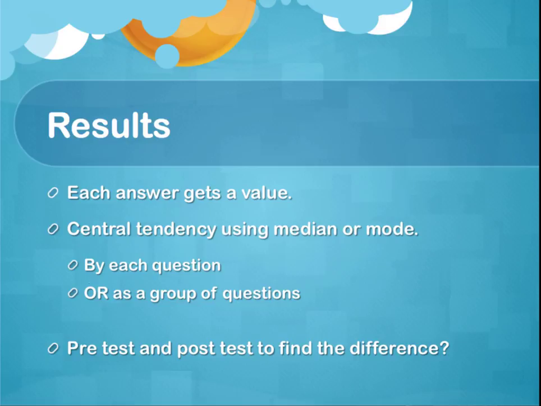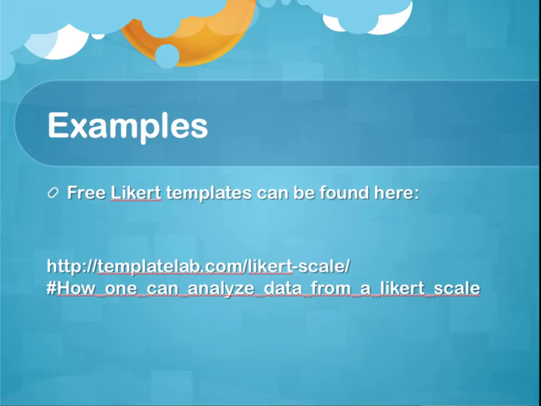Now, when you do the results, each answer is going to get a value. You're going to get the central tendency of the results using the median or mode. You can do this by each question, create your data, or you could group questions together that are similar. That's something that you're going to have to decide as you create your questions. Using a pre-test and a post-test is a great way to find the difference between the change from before and after.